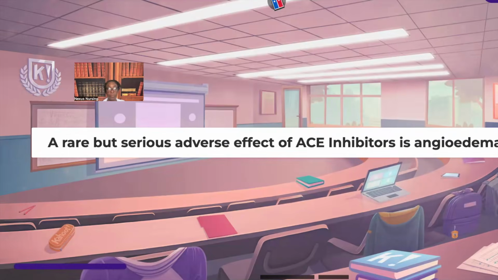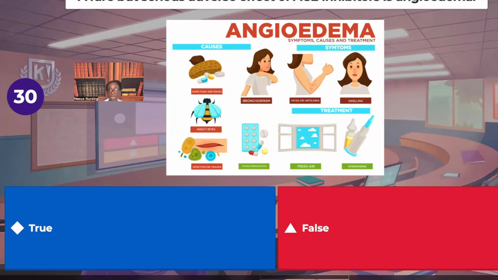True or false? A rare but serious adverse effect of ACE inhibitors is angioedema. Is this true or is this false? Yes, Sunshine says brush teeth after. Yes, if you're taking the oral iron, make sure you brush your teeth after. We don't want it to stain your teeth. Yep, that's a wonderful nursing intervention.